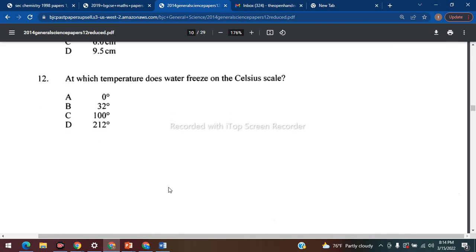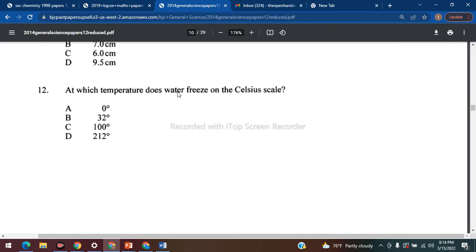It's number 12. At what temperature does water freeze on a Celsius scale? 32? 100? Water freeze. Oh, 0. 0 degrees. Are we good? Boiling temperature is 100 degrees. And so water freezes at 0 degrees Celsius.